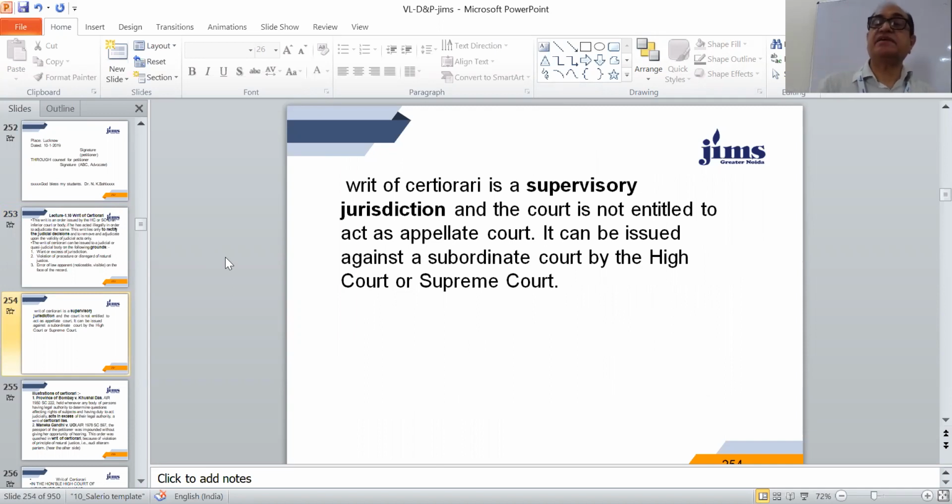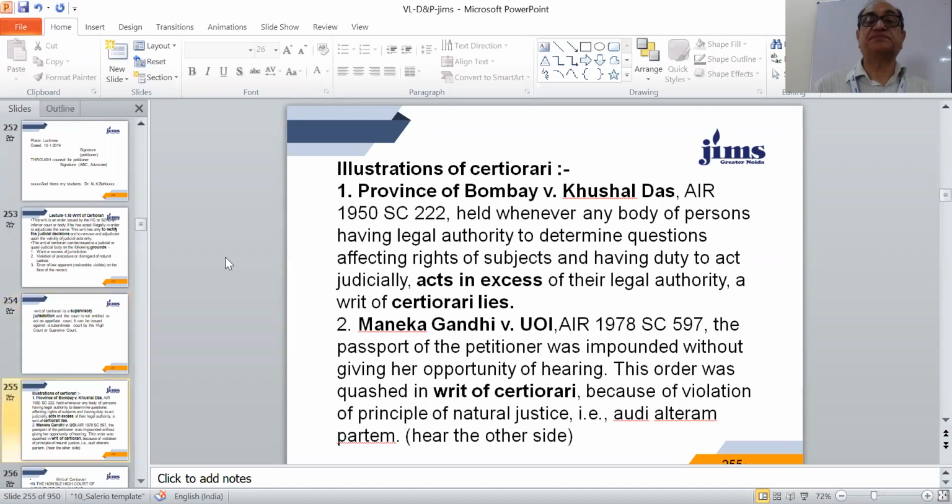This writ of certiorari, as I told you earlier also, is a supervisory jurisdiction, and the court is not entitled to act as appellate court. It can be issued against a subordinate court by the High Court or Supreme Court, as the case may be. High Court will issue writ of certiorari exercising its jurisdiction under Article 226, and Supreme Court may issue writ of certiorari while exercising its writ jurisdiction under Article 32 of Constitution of India.